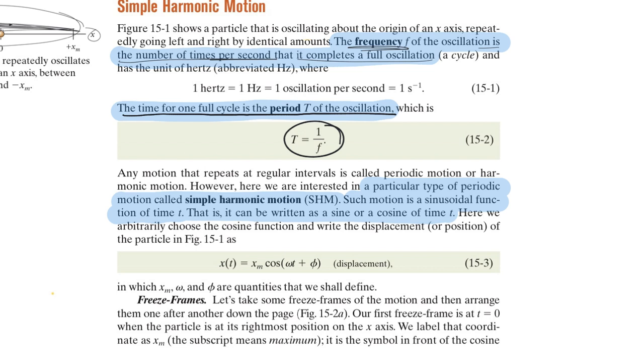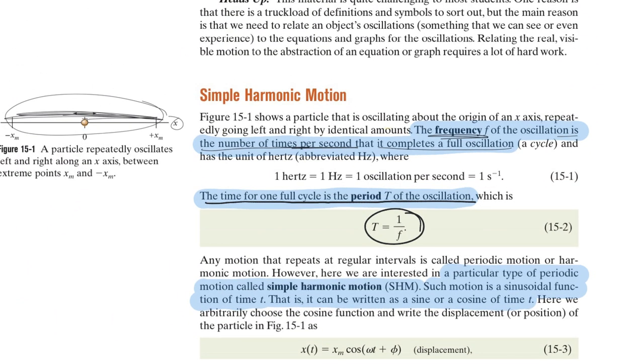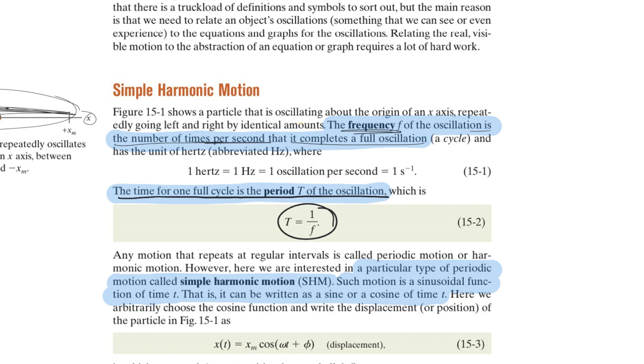Okay, now we will go to a special type of the periodic motion or harmonic motion. So in general we understand what is the periodic motion and the harmonic motion. Now we will go to a particular type of the periodic motion, which is the simple harmonic motion, or we can write it only as SHM, meaning simple harmonic motion. So what is the simple harmonic motion?